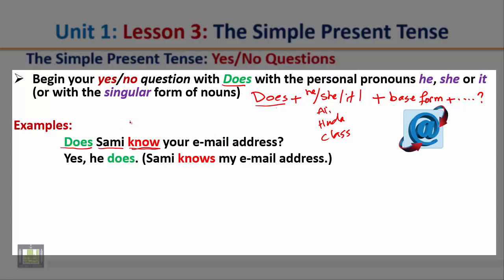Does Sammy know your email? Can we say, does Sammy knows? No, this is wrong. We have to delete the s. Why? Because the question starts with the verb does. So this is incorrect. Remove the s. Yes, he does. This is the answer. Or we can put an affirmative statement. Sammy knows my email address.